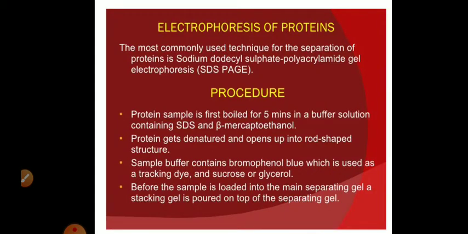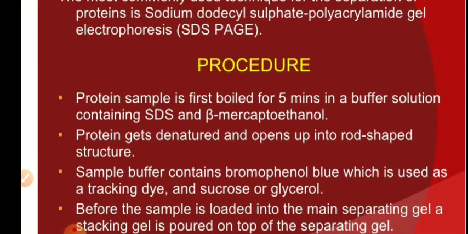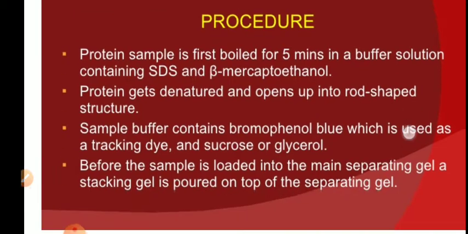When you perform electrophoresis of proteins, as I told you, the most important technique is SDS-PAGE. The protein sample is first boiled for 5 minutes with buffer solution containing sodium dodecyl sulfate and beta mercaptoethanol. With sodium dodecyl sulfate, the proteins get denatured and open into a rod shaped structure. Because you have boiled the protein with SDS, the protein will acquire all negative charge. It will get converted into a thread. Beta mercaptoethanol will break all the disulfide bridges.